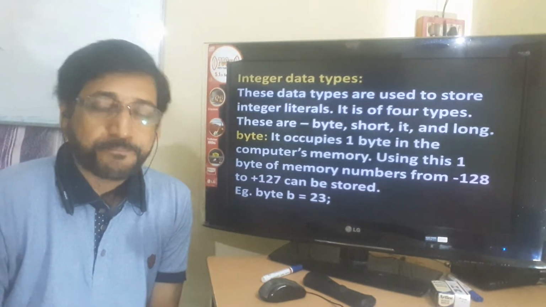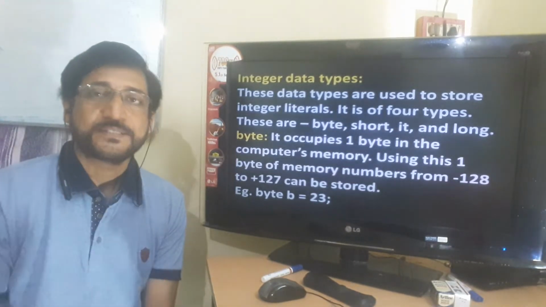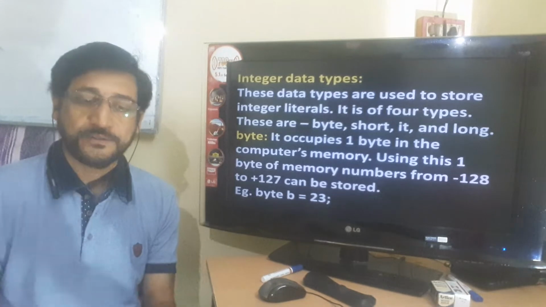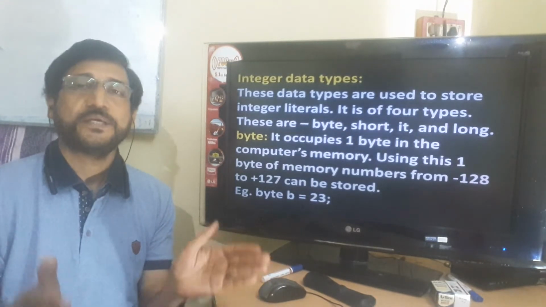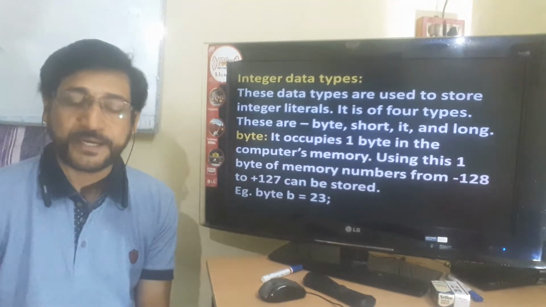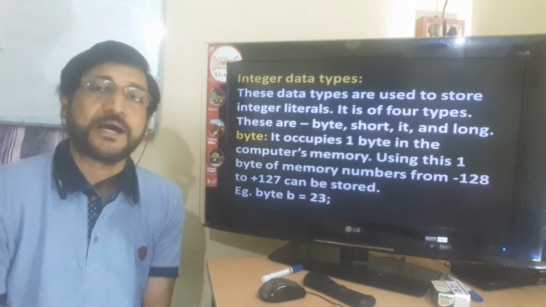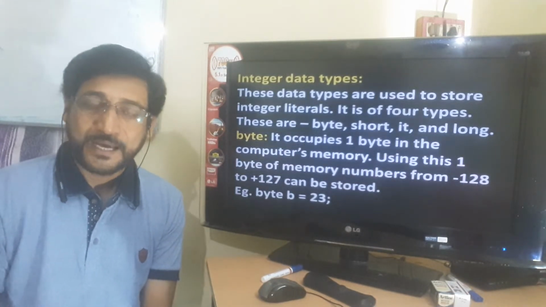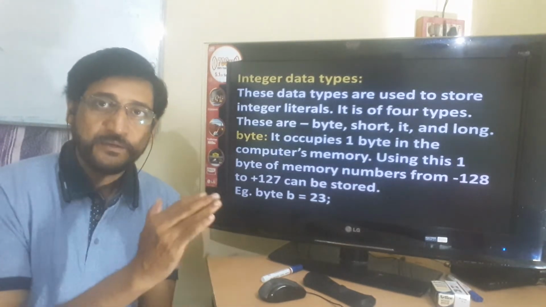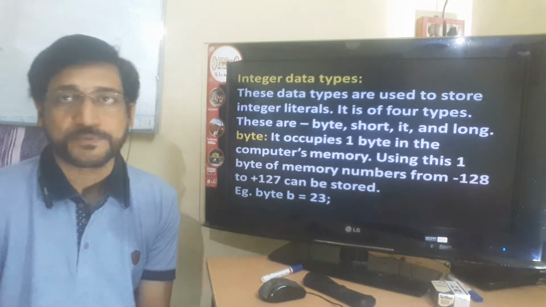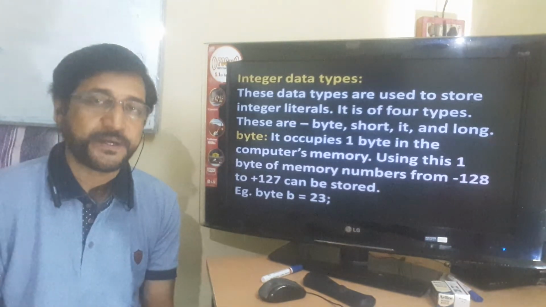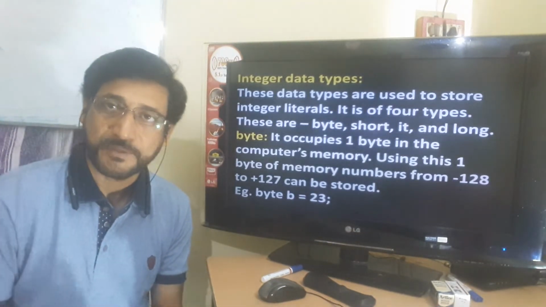Byte is a primitive integer data type. It occupies 1 byte or 8 bits in the computer's memory. If you want to store any data which can be stored in 8-bit memory, then you have to declare that variable of type byte. So byte occupies 1 byte. But remember, out of 8 bits, the first bit is used as the sign bit, and the remaining 7 bits are used to store the data item. If you declare a variable of type byte, then it occupies 1 byte or 8 bits in the computer's memory.